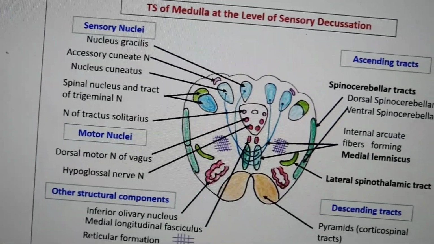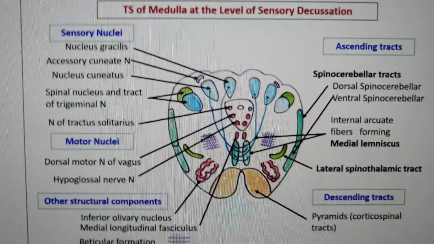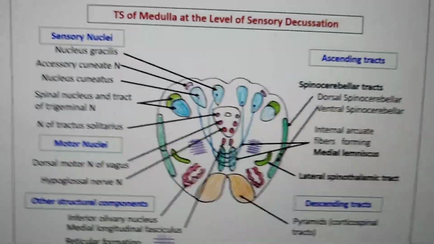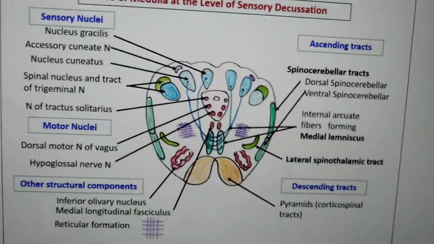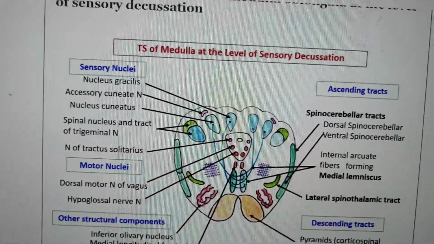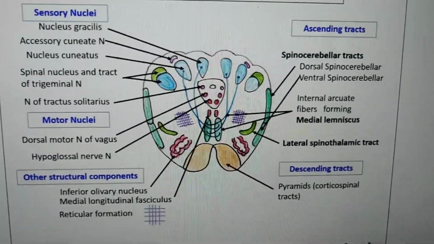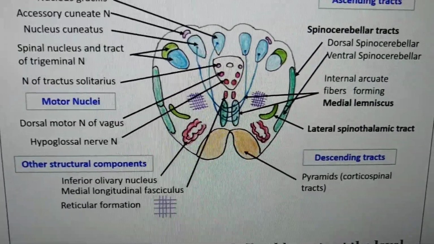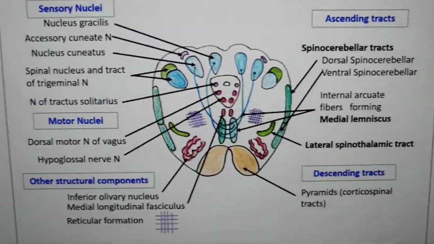That is mainly by the coordination of all these nerves: the turning of the neck by the accessory nerve, the eye movements mainly by the 3rd, 4th and 6th nerves, and hearing the auditory stimuli by the 8th nerve. So that is the function of the medial longitudinal fasciculus. Then we have seen the reticular formation, which I have also discussed in the previous slide.